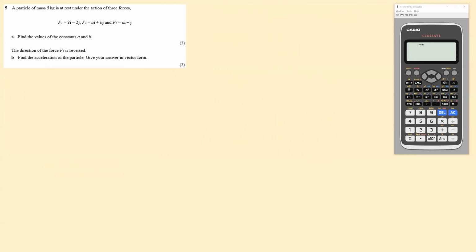Question 5, a particle of mass 5 kg is at rest under the action of these three forces. Find the values of the constants A and B. So if it's at rest, it is in equilibrium. If it's in equilibrium, then the resultant force is 0. So I know if I do 8 minus 2, plus A B, plus A minus 1, then that's going to give me 0, 0. It's technically just 0, but it's fine. So this is going to give me 8 plus 2A is 0.